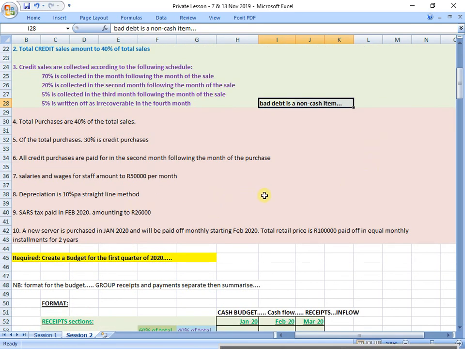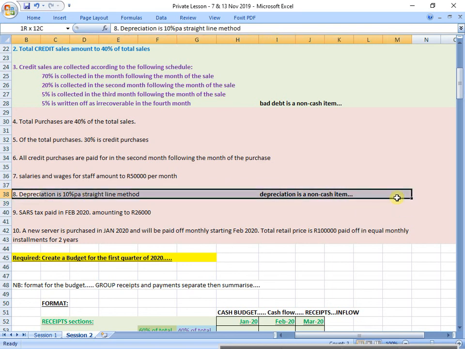Here's another one at the bottom. Depreciation is a non-cash item. Would you include that in a budget? No, I wouldn't. Depreciation is an expense if you look at the accounting part of it. An expense means I've lost something, but I haven't lost money. Depreciation is the loss of value. I lose value from using the vehicle. I lose value because I've used the machinery, the equipment, whatever it is.